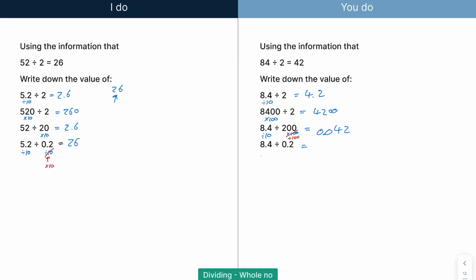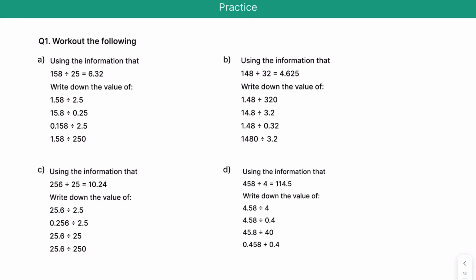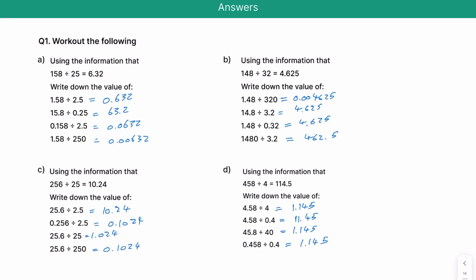And the last one, we can see we have a divide 10 here, and we have a divide 10 here, but we do the opposite, remember, so that becomes times 10, and the answer stays the same because you hop once to the left and then once to the right, and it becomes the same thing. So that is that. So here's some practice questions. Press pause and have a go. Here are the answers, mark your work.